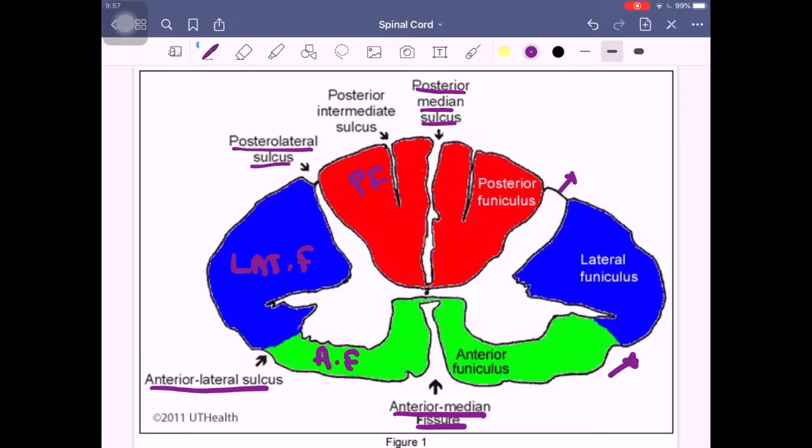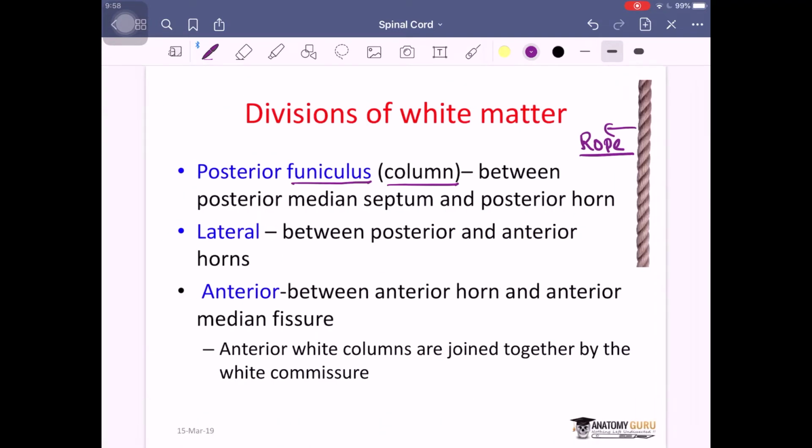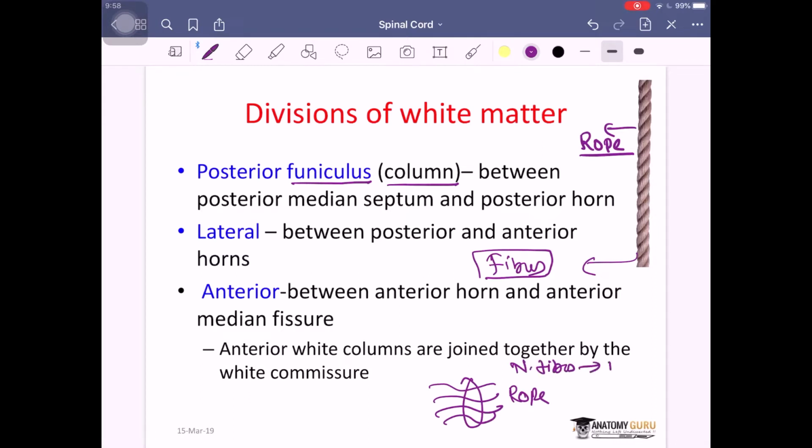Now why is it important? When we call this a rope, and if you open the rope, what do you find? A rope is made up of so many multiple fibers. Hundreds of fibers put together form a rope. In the same way, these fibers in this case are your nerve fibers. Nerve fibers put together form your tracts, and multiple tracts put together form your funiculus. So that's how the concept is generated. Let us see.